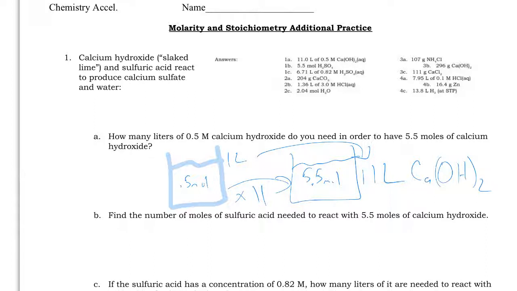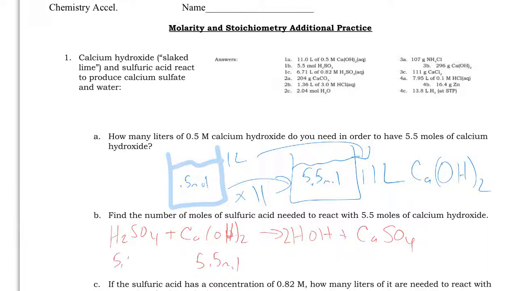Find the number of moles of sulfuric acid needed to react with 5.5 moles of calcium hydroxide. Well, we need our balanced reaction first. So we've got H2SO4 plus calcium hydroxide, Ca(OH)2, and that forms HOH, and it looks like there's 2 on both sides, so that means we need a 2 there. Then Ca is a +2 and SO4 is a -2, so we get CaSO4. So if we add 5.5 of these, then we need 5.5 of these.